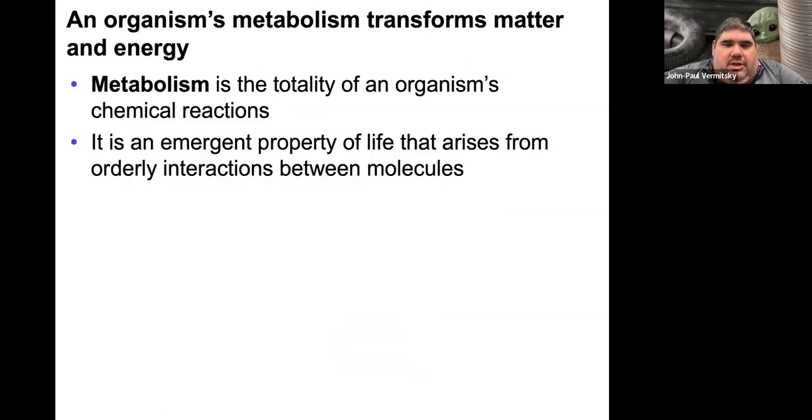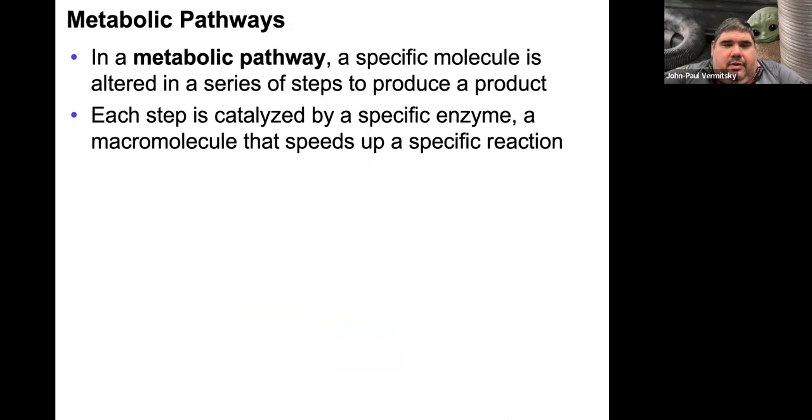So metabolism is the totality of an organism's chemical reactions. These are all the chemical reactions that occur inside a cell. It is an emergent property of life that arises from an orderly interaction between molecules. Metabolism is going to be a series of metabolic pathways, and in metabolic pathways a specific molecule is altered in a series of steps to produce some type of product. Each step will be catalyzed by a specific enzyme, and an enzyme is going to be a biological catalyst. We'll talk more about enzymes a little bit later in this particular chapter.